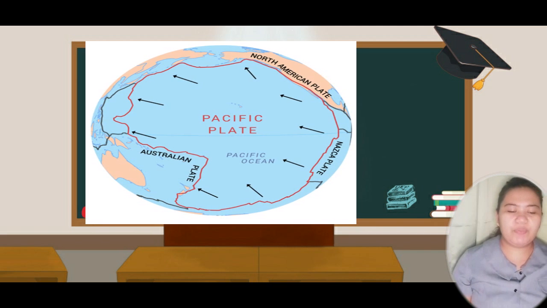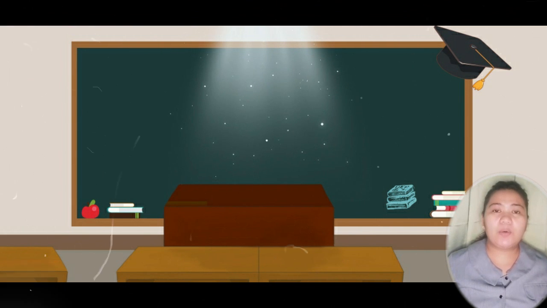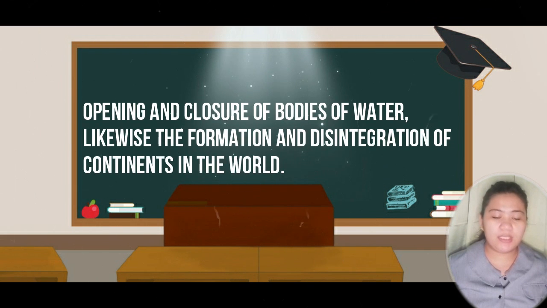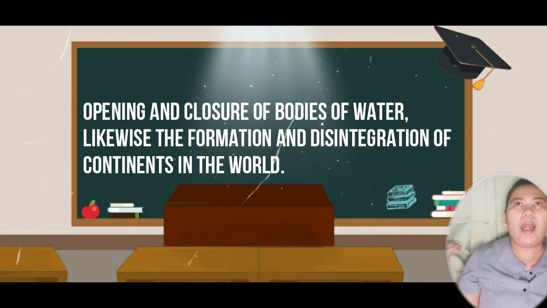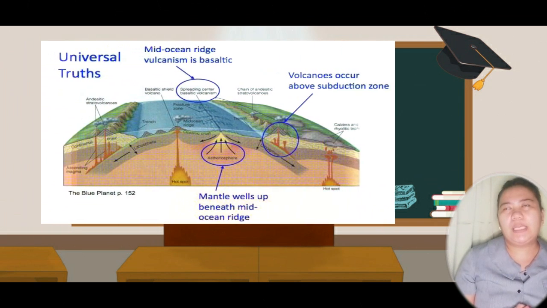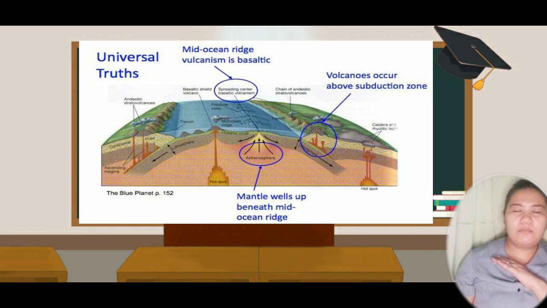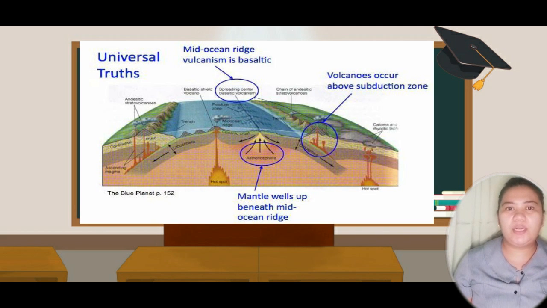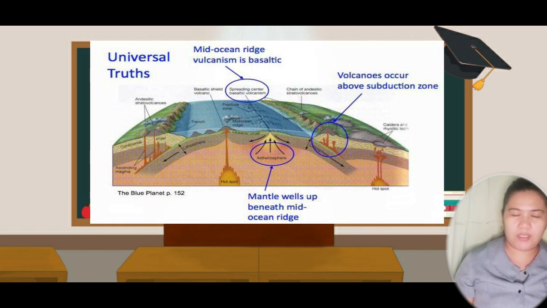Okay? The motion of the plates over millions of years resulted in the openings. This is just one of the effects. Opening and closure of bodies of water, likewise the formation and disintegration of continents in the world. Don't worry, as we proceed to our discussion, I will discuss how some regions of the earth are being removed or totally deleted on the world map, and how some parts of the earth are being added up. So there will be an addition to the crust, and sometimes there are some parts of the crust which are being removed. No? So don't worry, I will discuss that one at a time.